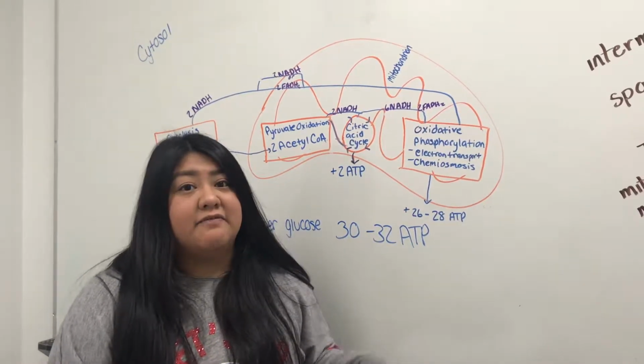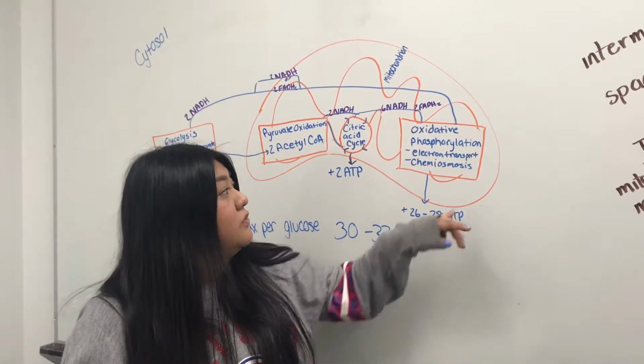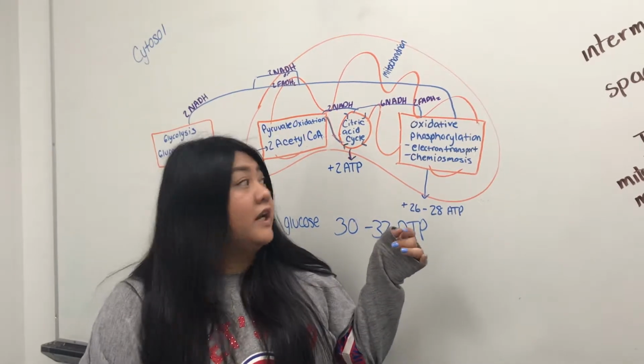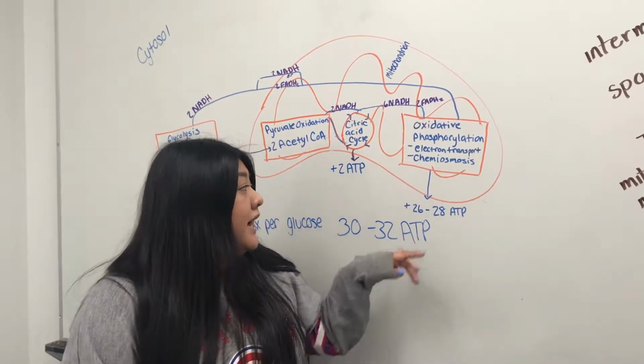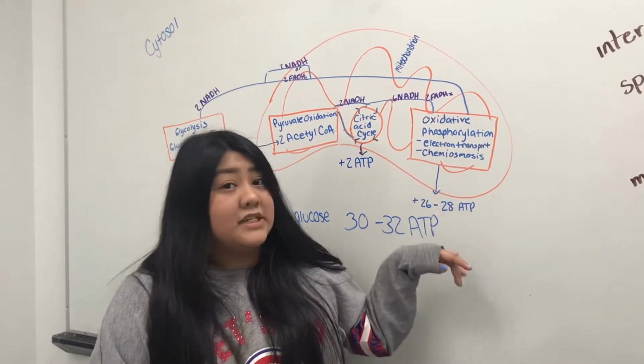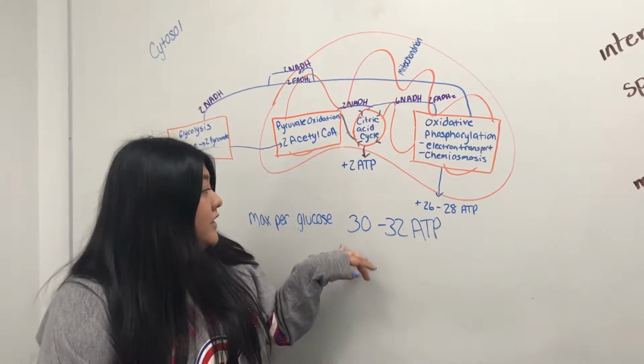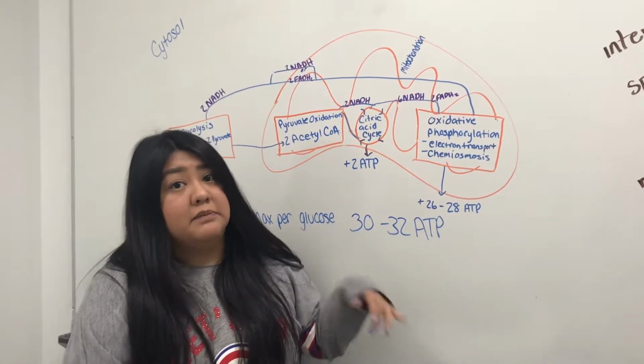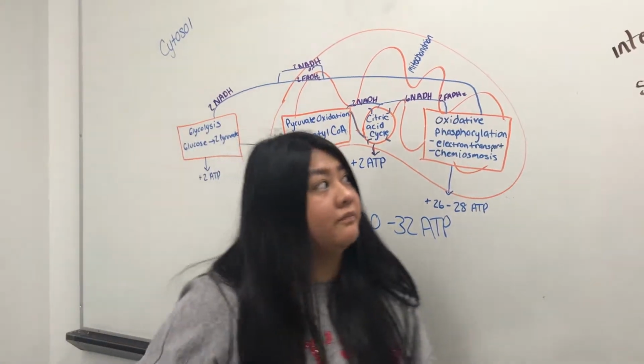The final step is oxidative phosphorylation. There are two parts to it: the electron transport chain and chemiosmosis. At the end of it, we have 26 to 28 ATP. That results in a total of 30 to 32 ATP per cellular respiration.